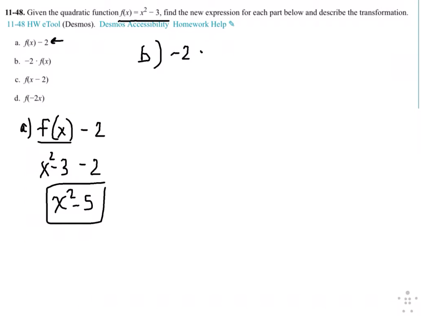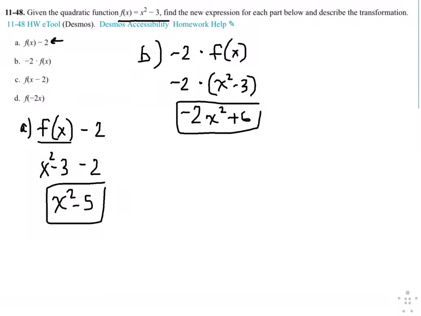Okay, so let's do b. We need negative 2 times f of x. So again, it's negative 2 times f of x, which is x squared minus 3, right? X squared minus 3. We distribute, we get negative 2x squared minus 2 times minus 3 is plus 6, right? And we leave it in that format. In this case, when we multiply by a negative, we're going to reflect that. It's going to actually reflect over the x-axis.